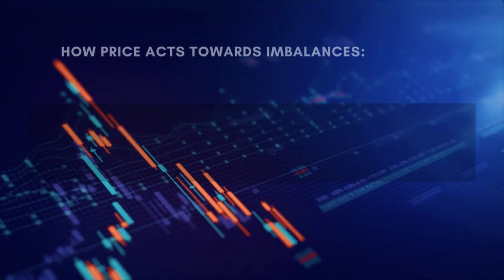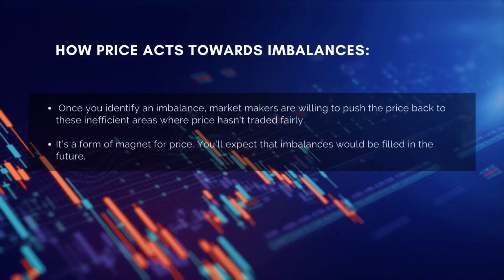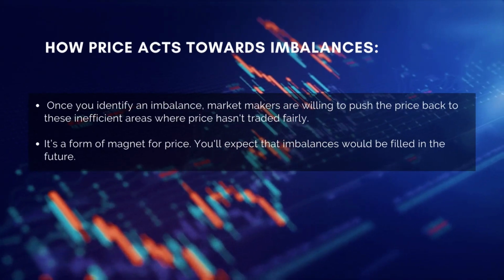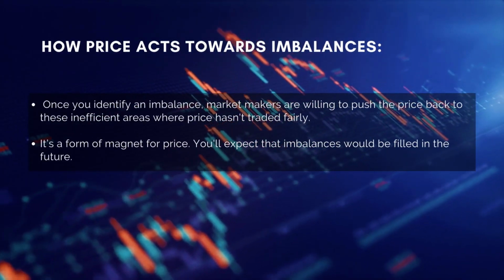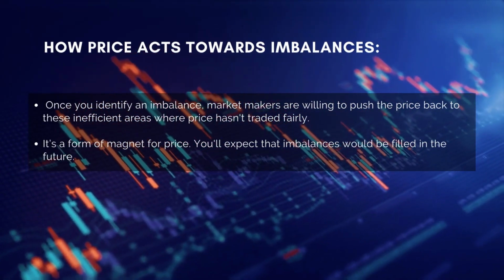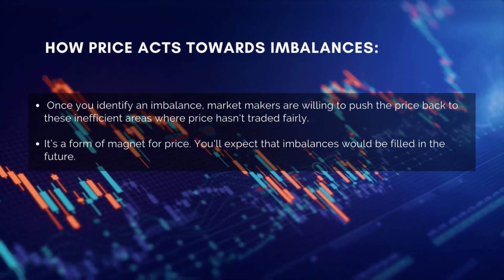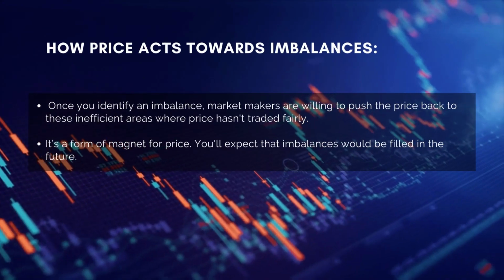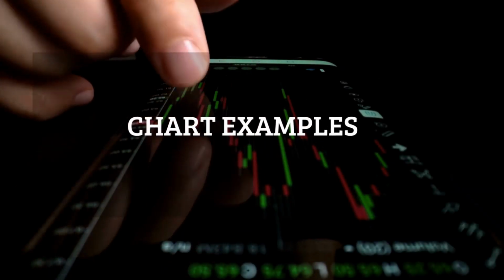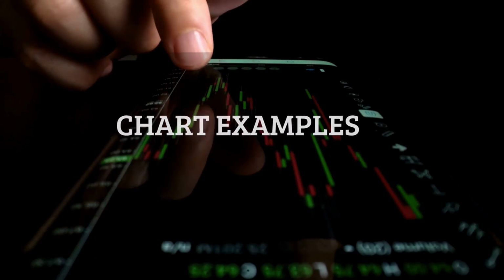How does price act towards imbalances? Once you identify an imbalance, market makers are willing to push the price back to these inefficient areas where price hasn't traded fairly. It's a form of magnet for price. You'll expect that imbalances will be filled in the future. So let's see some chart examples so that you understand the concept better.